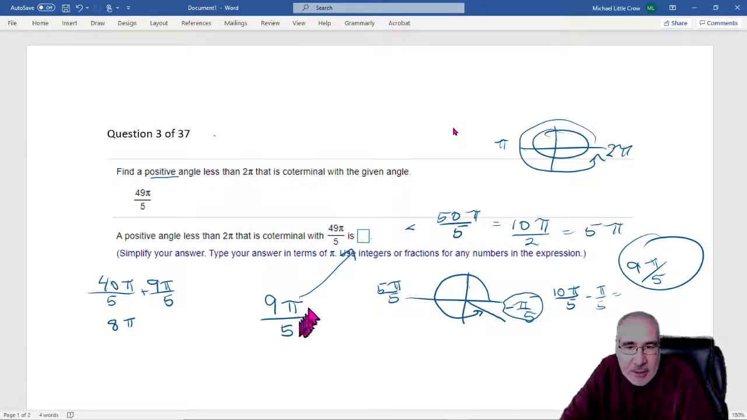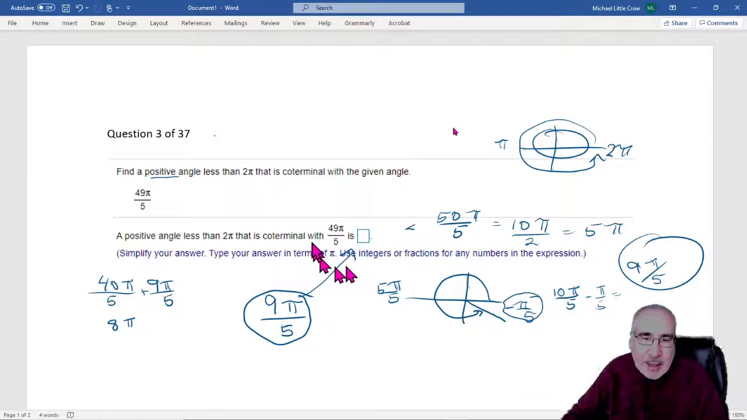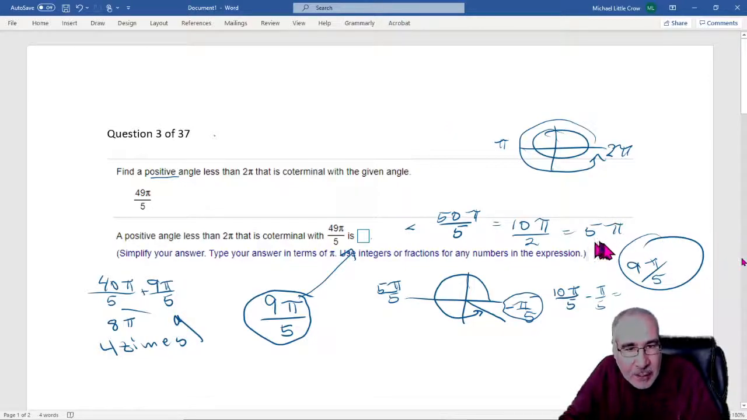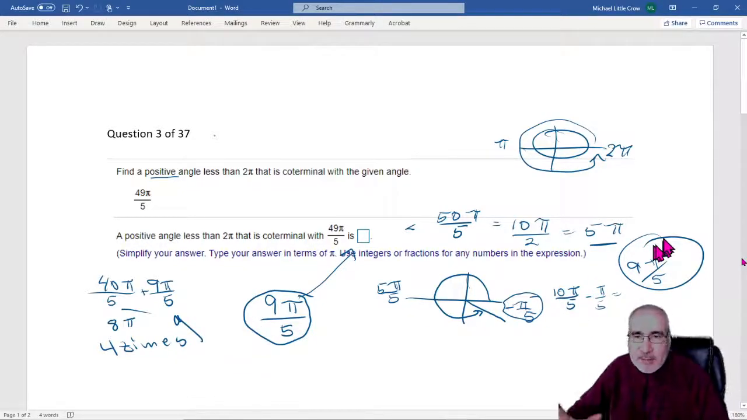So maybe that's a little easier way to think of it. I can go either way. I could go down to the even circle around, figuring that this one went 4 times around plus the 9/5, or I can think, well, I went 5 times around minus pi over 5. Either way, we got it. So that's how you can figure out coterminal angles. Thanks.